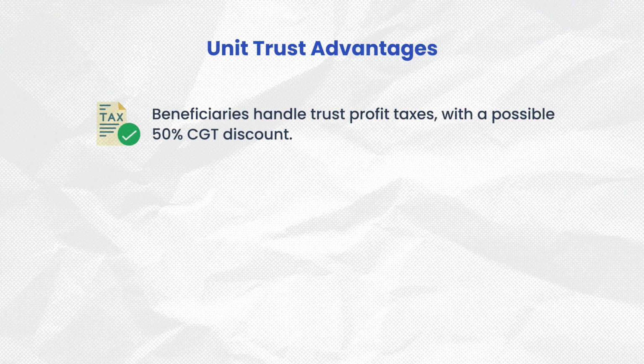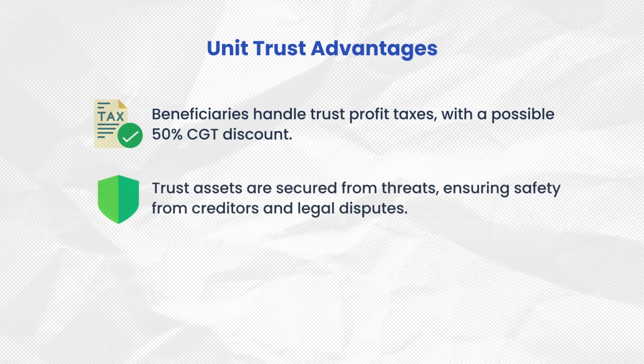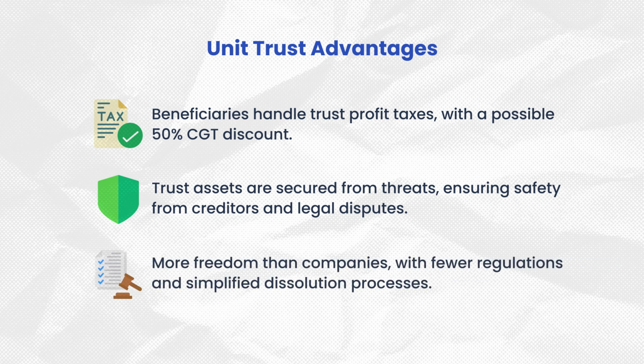Next, let's talk about the advantages of using a unit trust. Beneficiaries handle the tax based on their trust profits, and there's a potential for a 50% capital gains tax discount if the asset sold within the trust is held for more than a year. Assets within the unit trust are protected as if it is a separate legal entity if it has a corporate trustee. Unit trusts also have more beneficial land tax treatment in certain states like New South Wales as compared to a discretionary family trust. There are also a few downsides.